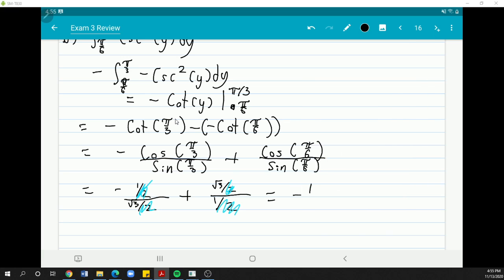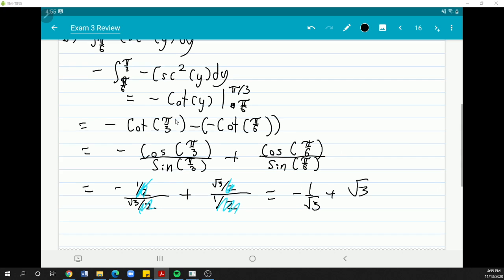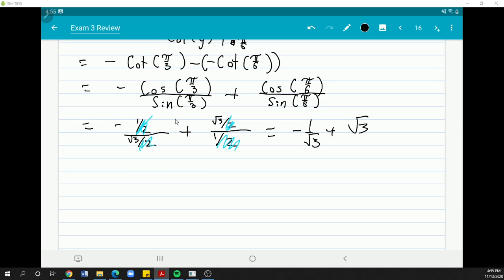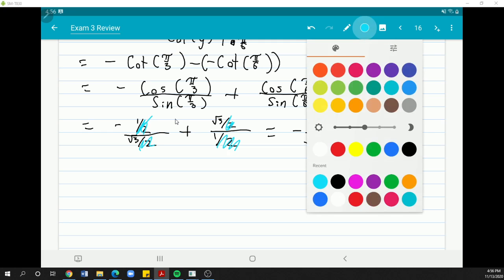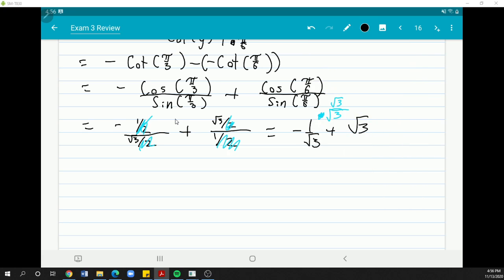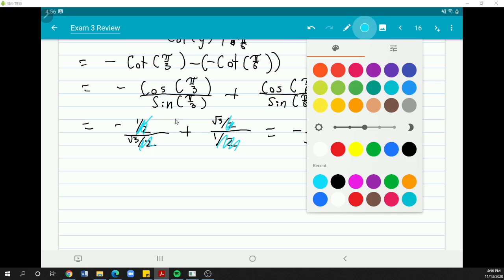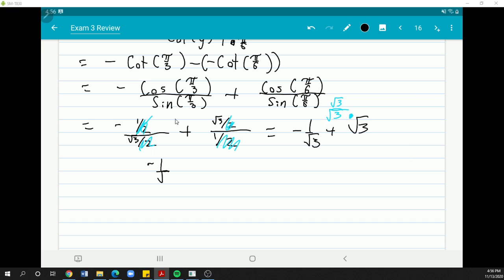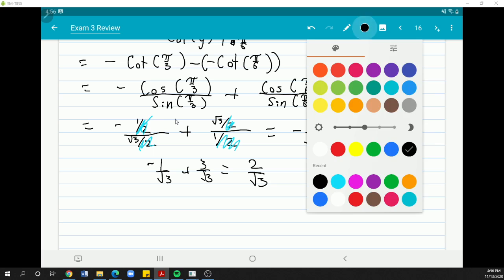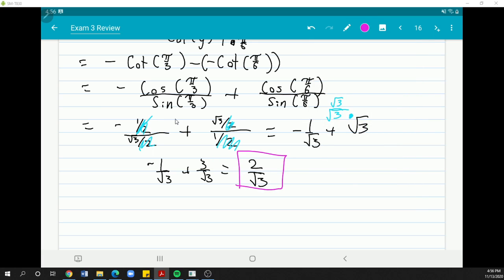So this is minus 1 over root 3 plus root 3. I can simplify this, minus 1 over root 3. I can multiply by root 3 over root 3, and I get minus root 3 over 3. That's not the thing I wanted to multiply. Multiply this thing over here. That'll make this slightly easier. So I have minus 1 over root 3 plus 3 over root 3 equals 2 over root 3. And that's my final answer there.